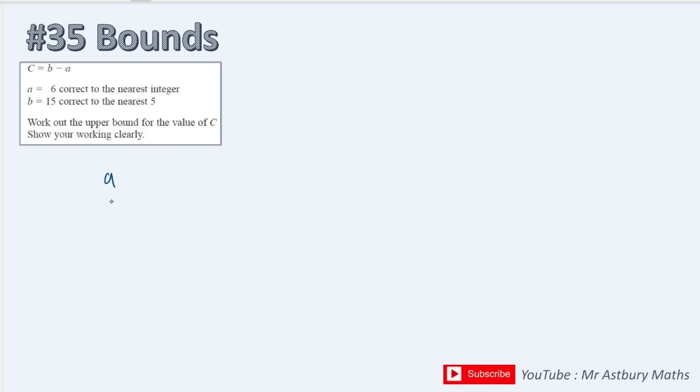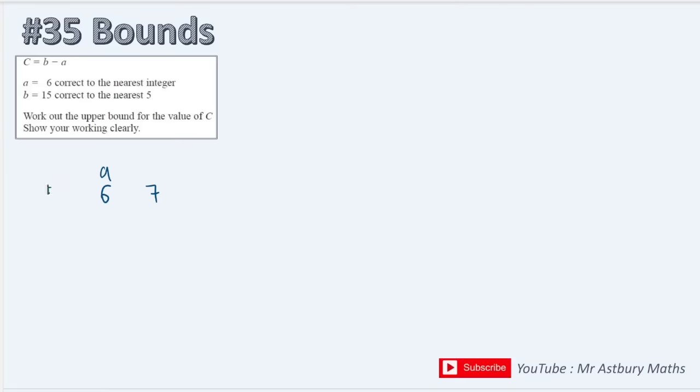And A is 6, and that's correct to the nearest integer. So I think to myself, well, what's the next integer above? Well, that would be 7, and the one below would be 5. And the upper bound is halfway between these two. And the lower bound is halfway between those two. And that's it. That gives you the upper bound and lower bound every time.